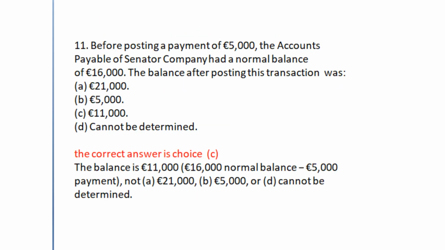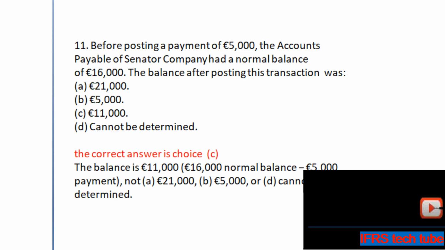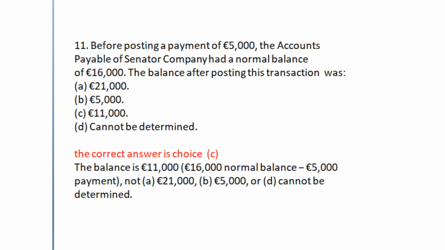Question. Before posting a payment of €5,000, the accounts payable of Senator Company had a normal balance of €16,000. The balance after posting this transaction was A. €21,000, B. €5,000, C. €11,000, D. Cannot be determined. The correct answer is choice C. The balance is €11,000.